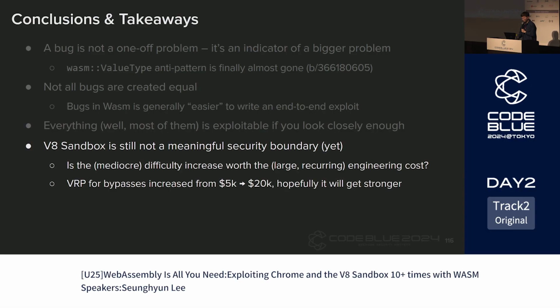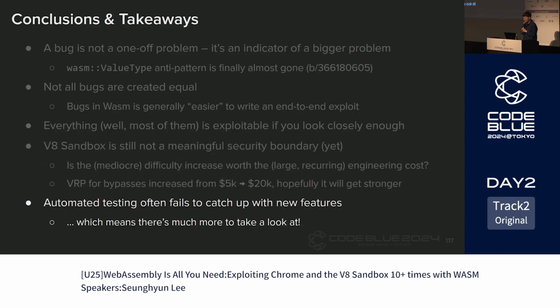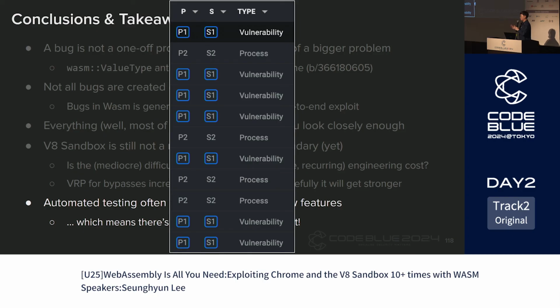And the V8 Sandbox is still not a meaningful security boundary as of yet. I still consider the difficulty increase to be mediocre, but as Google is trying to push this feature out to make it a stronger security boundary, I have good hopes for it. And the final point is that automated testing often fails to catch up with new features. So it means that there's much more to take a look at. There's much more to write fuzzers and even do manual code audits. And this is just a result of me looking into the WebAssembly code for a month.